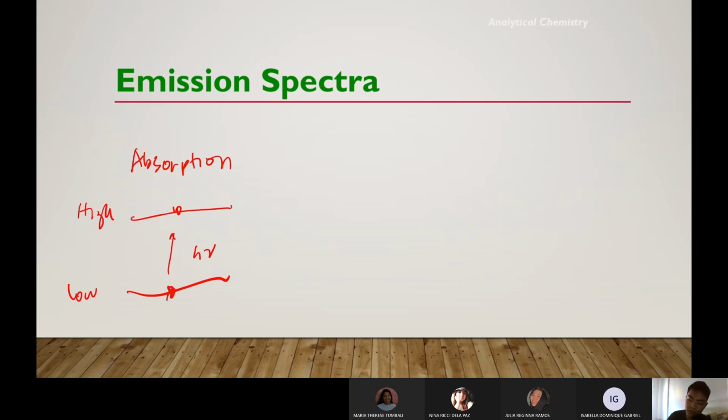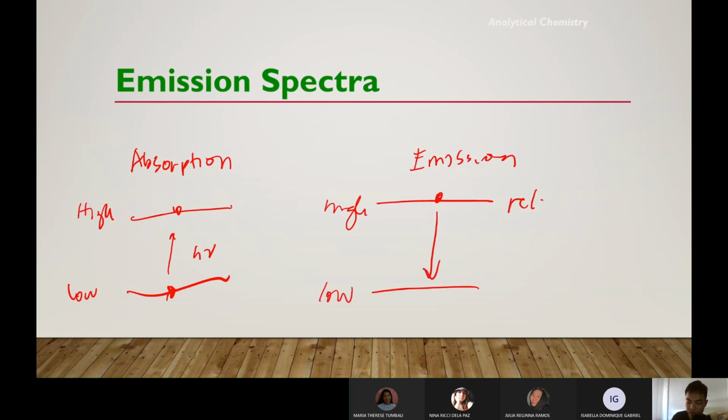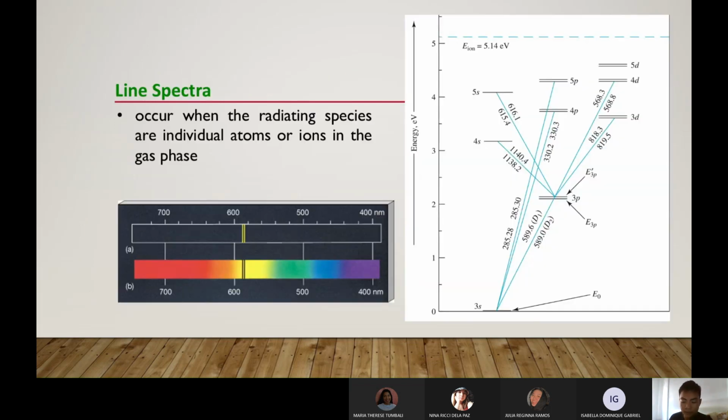Okay? Pag emission naman, kabaliktaran yan. Gagawin mo, yung high energy level electron, magre-relax siya, relaxation. So, as a result, siya naman yung maglalabas ng liwanag. Kaya nga emission, siya yung maglalabas ng light. Sa absorption, siya yung absorb ng light, so aangat yung electron. Sa emission, yung electron, pag bumaba yan, it will emit light. Okay? Okay. So, from that, we can create line spectra. Okay? So, each atom has their own emission spectra or line spectra.